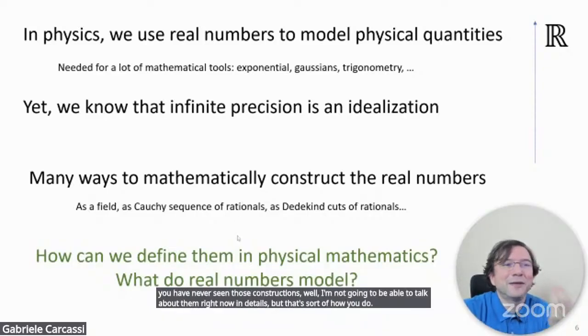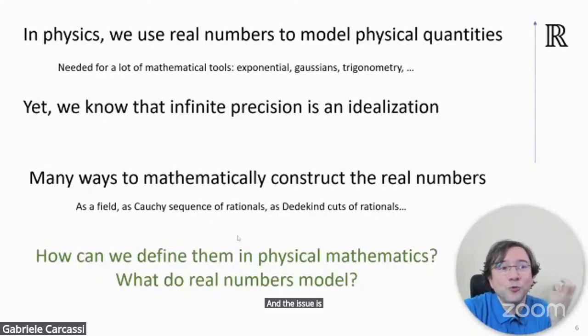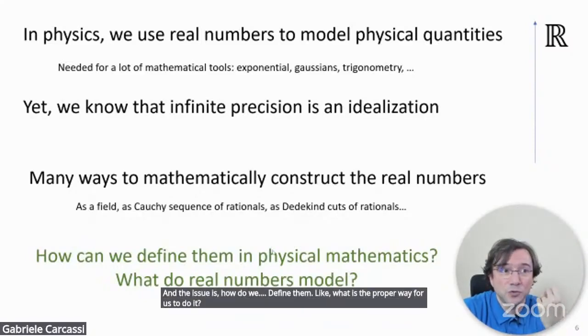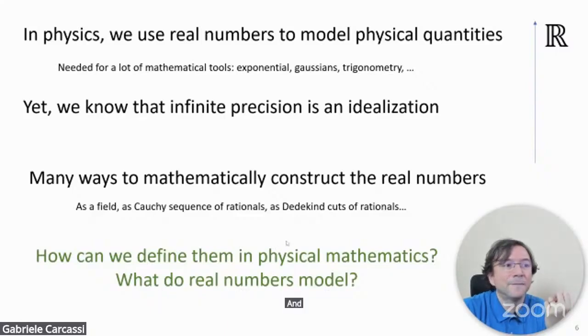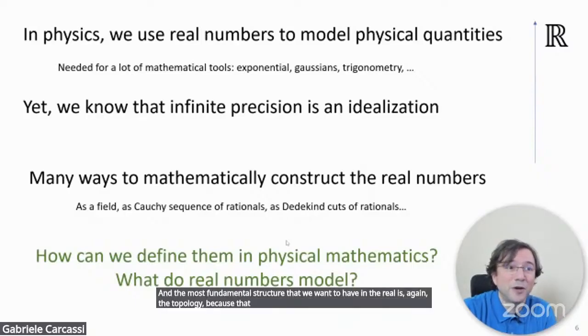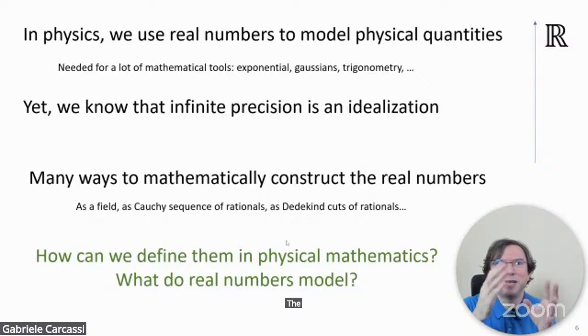And the issue is, how do we define them? What is the proper way for us to do it? What is it that we should be modeling? And the most fundamental structure that we want to have in the reals is, again, the topology, because that means you're going to be able to say the mass is between this range and so on.